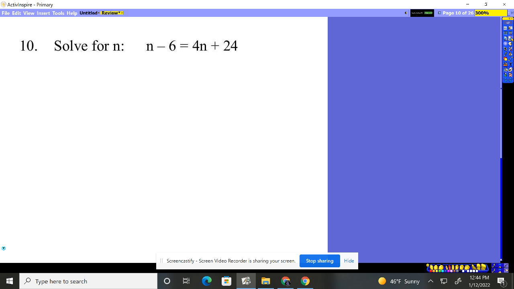Number 10. Well, easy enough. Should we move n or 4n? Well, let's just move the n over. So I'm going to subtract n from both sides of the equation. n minus n goes away. You're left with negative 6 equals 4n minus n is 3n plus 24.